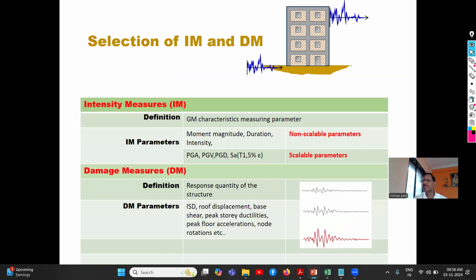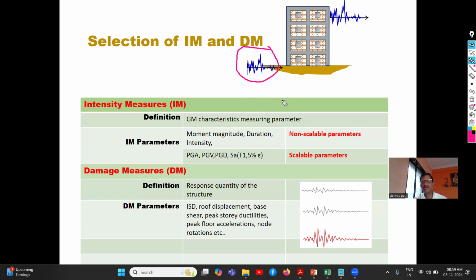Now first of all, we'll see the selection of intensity measure and damage measures. This is the ground motion we are applying on the structure, after scaling. This ground motion has different characteristics, and these characteristics are measured using different parameters, which are known as intensity measures. So intensity measure is a parameter that measures ground motion characteristics.